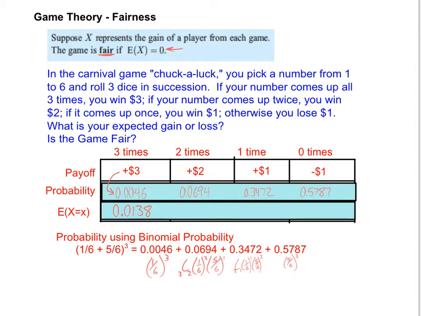So don't we do that? We multiply for all of them and then we add up those numbers. Yes. So $2 times the 0.0694 is 0.1388. The last two are easy because you're multiplying by 1, so it's 0.3472. And once we add these up, if it doesn't equal 0, then that means it's not fair. That's correct. So there are the different expectations for each value. We add these together, and what do we end up with?